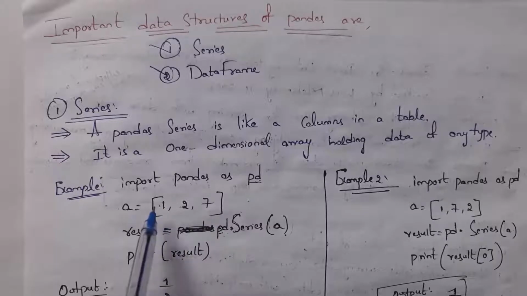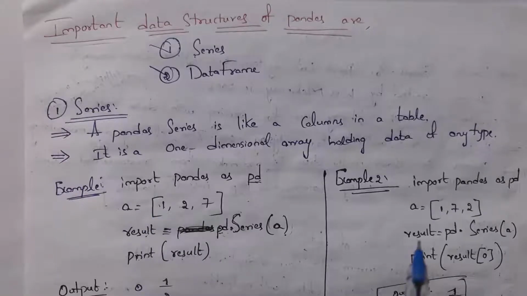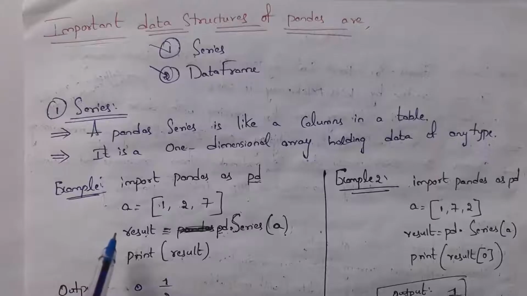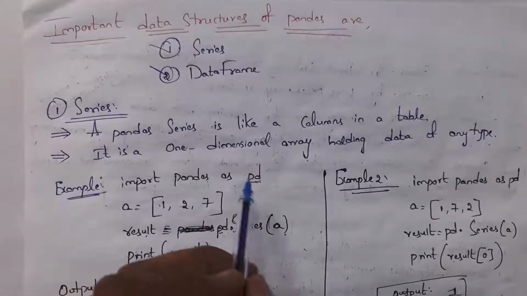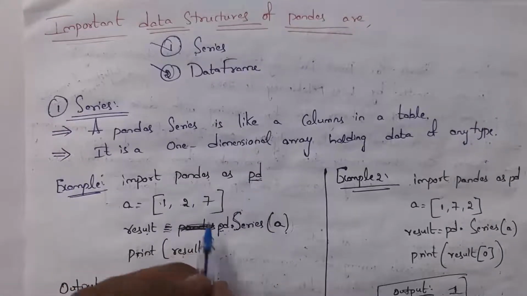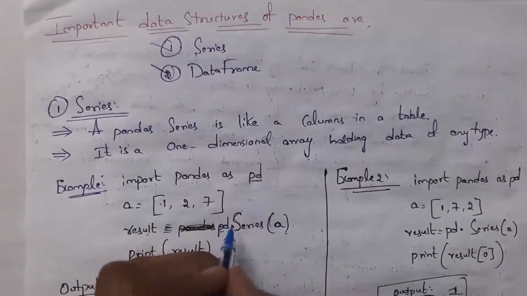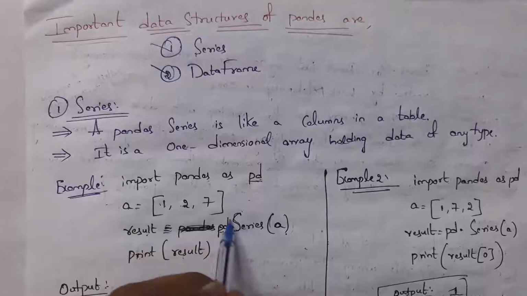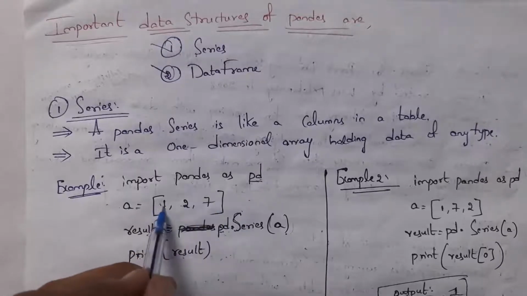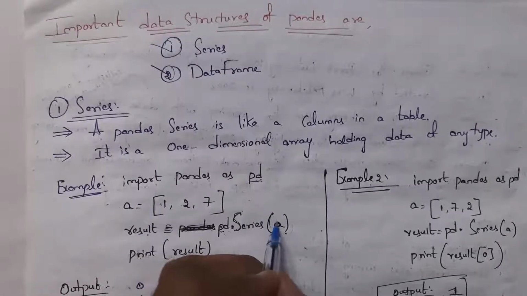Here I am taking 3 integer values 1, 2 and 7. Next, I am taking variable result is equal to my library name, that is pd dot, there is no need of writing Pandas. You can use alias name, that is pd dot series. Inside series, my one dimensional array is stored in variable a, I am passing a.